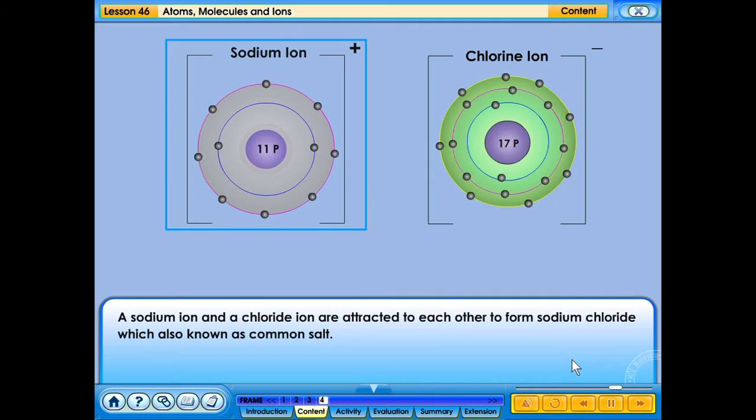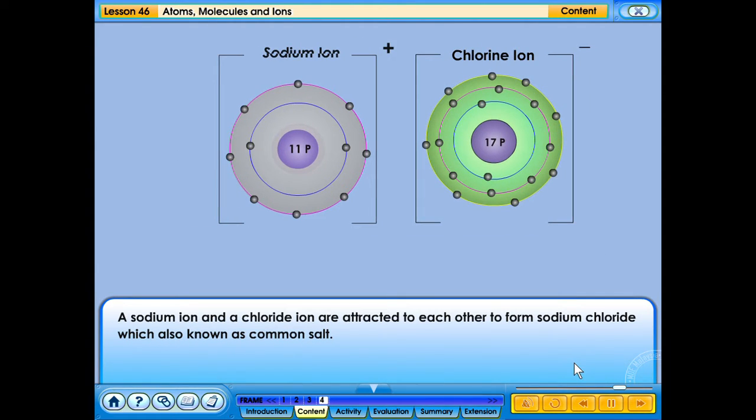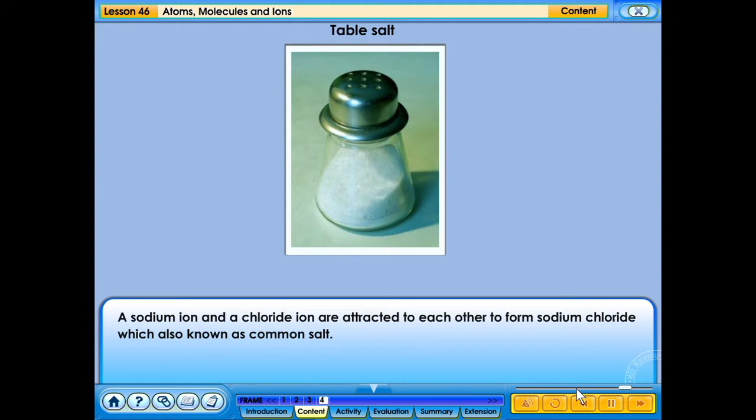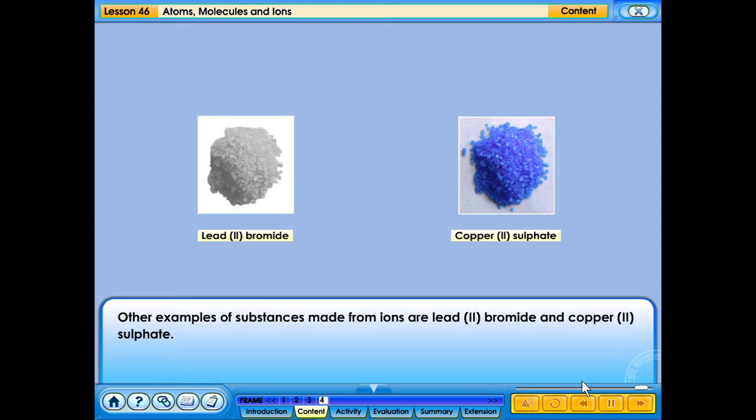A sodium ion and a chloride ion are attracted to each other to form sodium chloride, which is also known as common salt. Sodium ion combines with chloride ion to produce sodium chloride. Other examples of substances made from ions are lead bromide and copper sulfate.